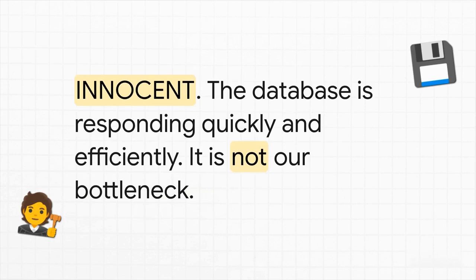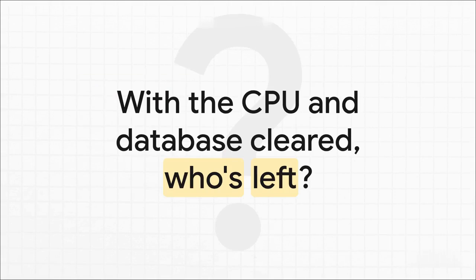The database is innocent. The connection is clean. It's fast. It's not our guy. Okay, now the plot really thickens, doesn't it? All right, let's just take a breath here and recap. The CPU is innocent. The database is innocent. These are our two biggest internal players. So if it's not them, who's left? What else could possibly be causing this major slowdown?